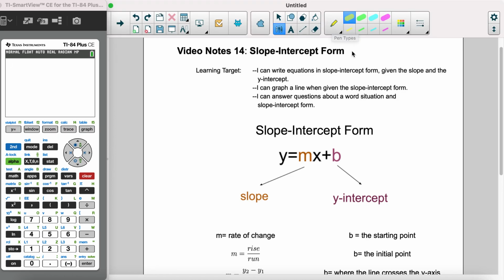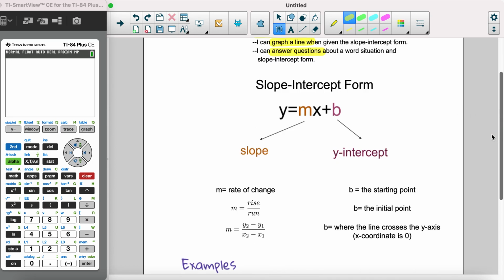Hi everyone. In this video we're going to be talking about the slope intercept form of the equation of a line. Our learning targets, and there's a few of them, are we can write equations in slope intercept form given the slope and the y-intercept. We're going to be able to graph a line when given the slope intercept form. And we're also going to be able to answer questions about word situations when we're given the slope intercept form of a line.